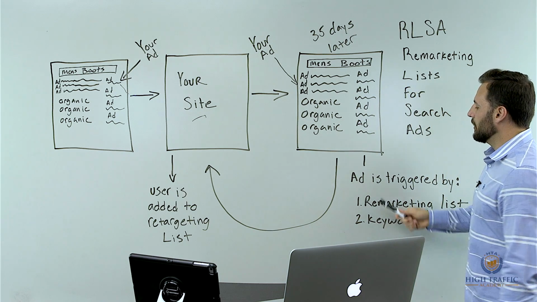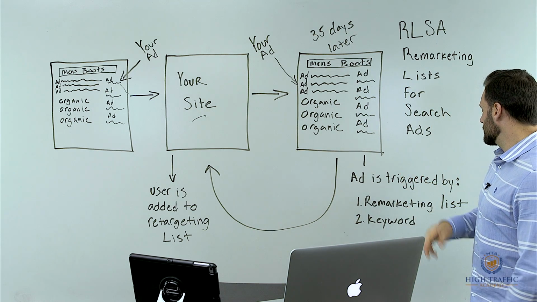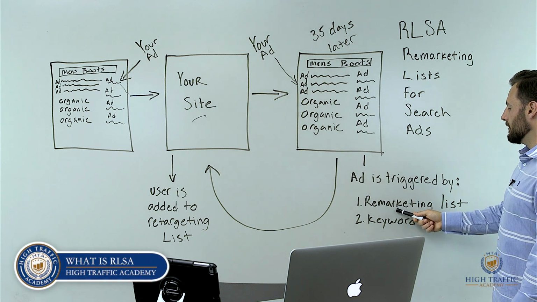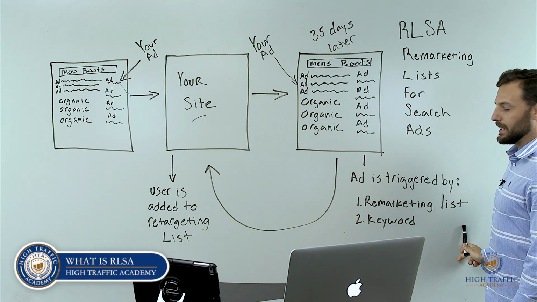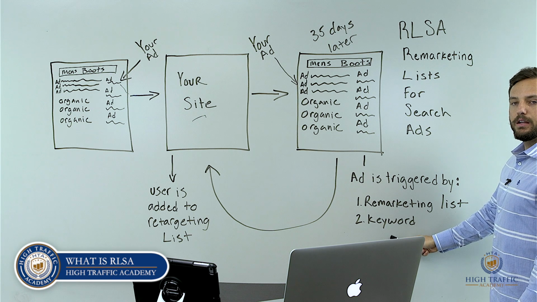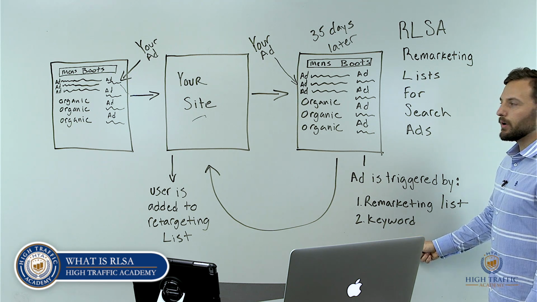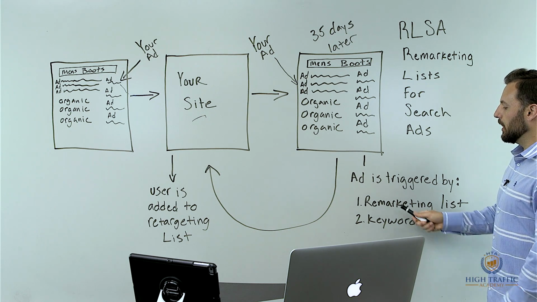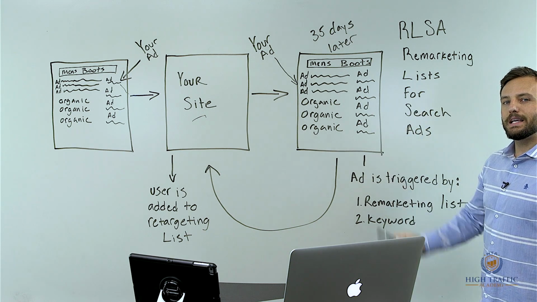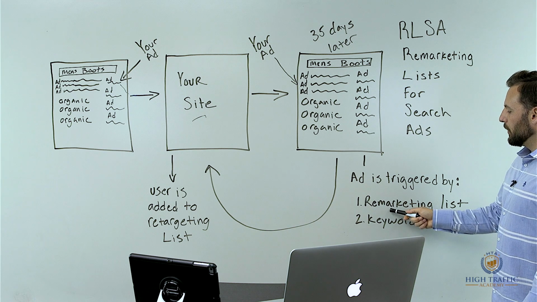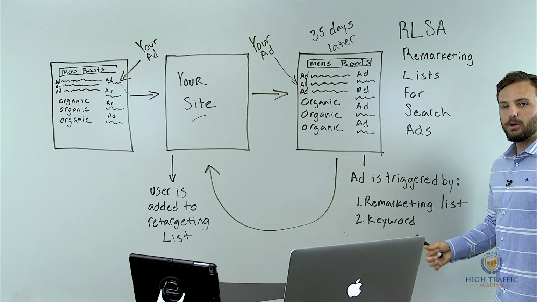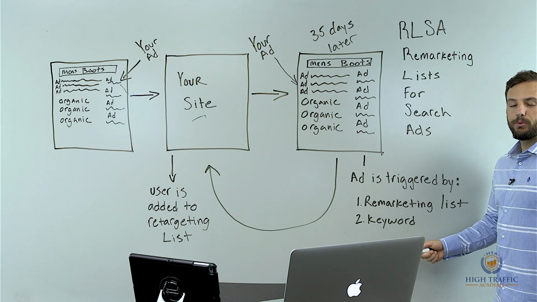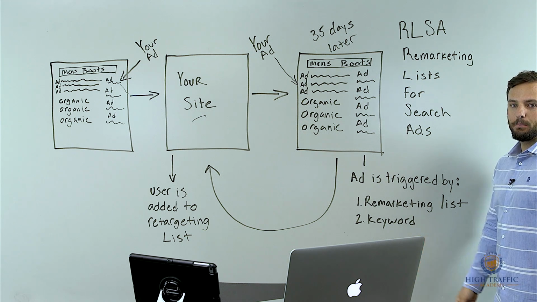So an RLSA ad is triggered in two ways. Number one, it's triggered because the user is a member of a remarketing list that you have set up. And then the second trigger is the keyword they're searching for. I'm going to go through all of this with you and how to set it up, but there are two qualifying criteria in order for an RLSA ad to show up. One is that they belong to the remarketing list that you have assigned to that campaign. And the second is that they search for a keyword that is assigned to that campaign as well.